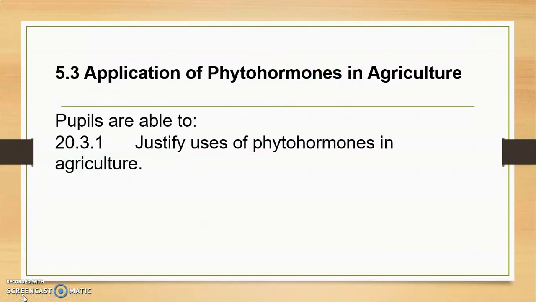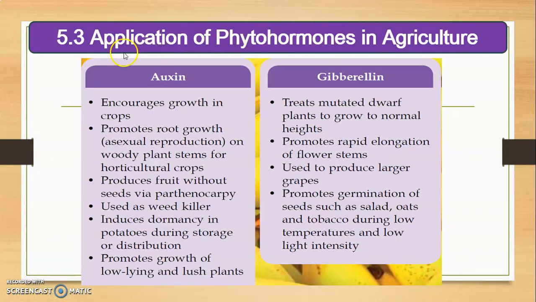Alright, okay, 5.3 application of phytohormones in agriculture. Aplikasi phytohormone dalam pertanian. Okay, phytohormones refer to plant hormones. Okay, so the learning standard is to justify uses of phytohormones in agriculture. So these refer to the application of auxin in agriculture. Okay, first, encourage growth in crops. Dia menggalakkan pertumbuhan crops. Crops ni adalah tanaman.